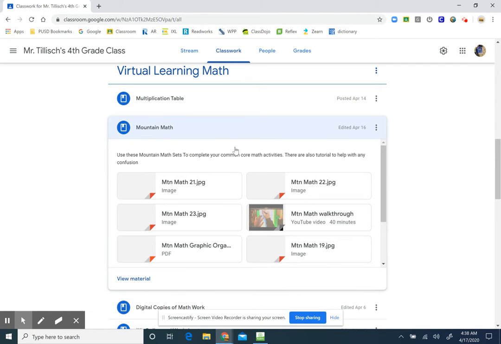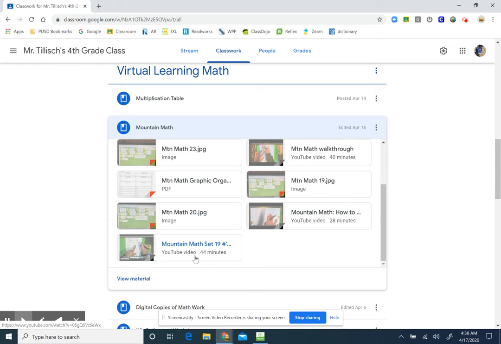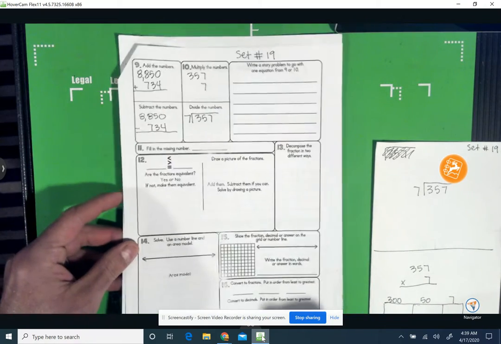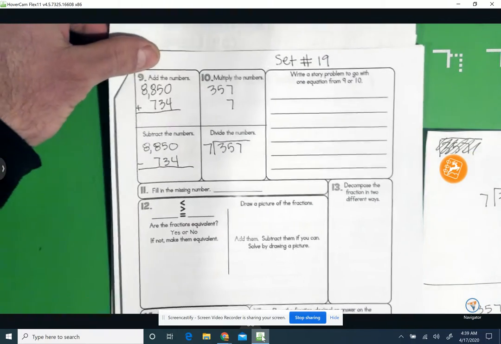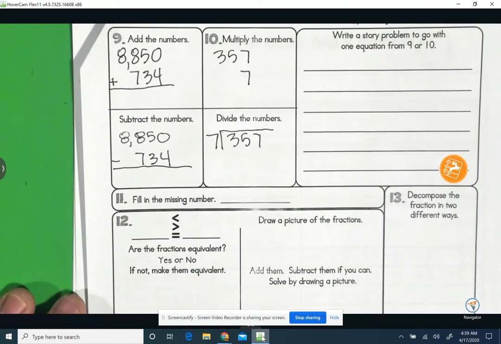And when we do so, we see that we have the first half of Mountain Math Set 19. That was numbers 1 through 8. Today is numbers 9, 10, 11, and 12. All right. So let's get started here. We will start with number 9. And number 9, we were given two numbers, 8,850 and 734, and we are to add these numbers and we are to subtract these numbers.